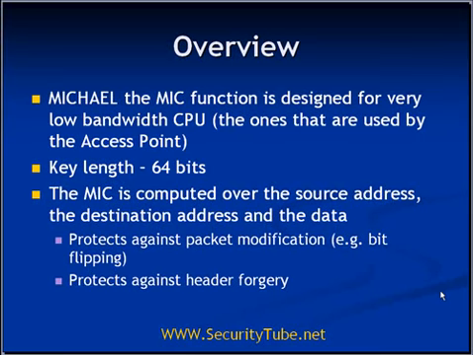Now, why not only data? If some eavesdropper changes the source address and destination address, it is easy for the eavesdropper to direct that packet to non-intended destinations. So protection against packet modification as well as protection against header forgery can be achieved with the MIC protocol.